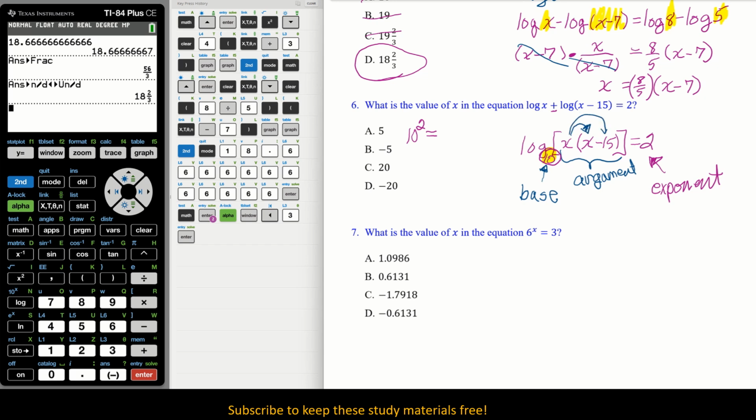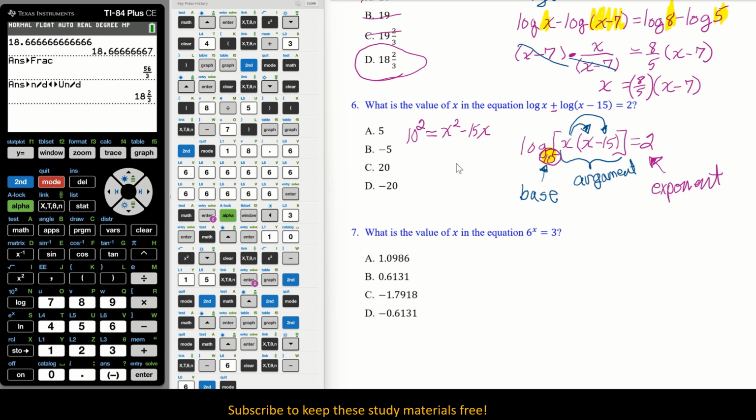Okay, well, when I rewrite, I'm going to rewrite this by distributing. I'm going to go ahead and just do that. So that would be x squared minus 15x. Okay, all right. Let's try this in our solver. It should work in this form. Let's see what happens.